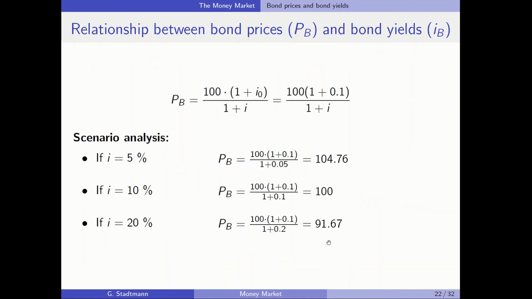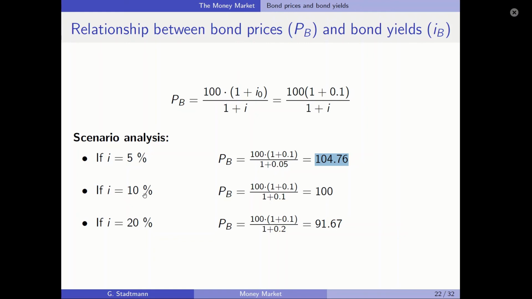Now we can plug in all the information we have. We know that the old bond has a coupon of 10%. It's printed on this bond, it cannot change. And now we perform a scenario analysis. What if the new bond is sold for 5%? In case that the new bond is sold for 5%, our old bond has a very nice characteristic, and the price of the old bond is 104.76, so almost 105 euros.